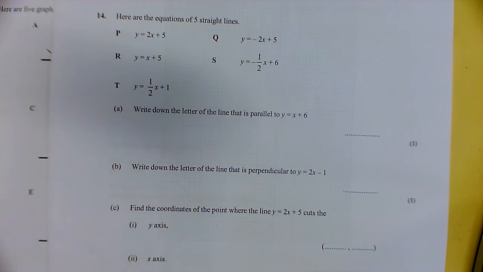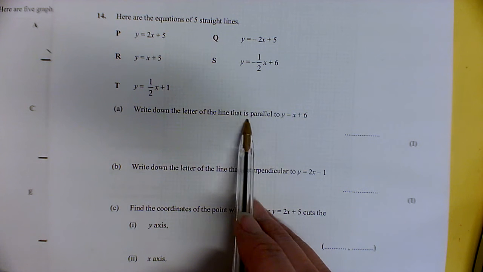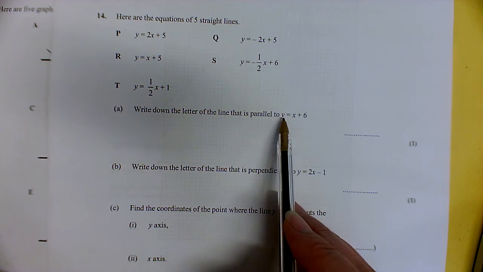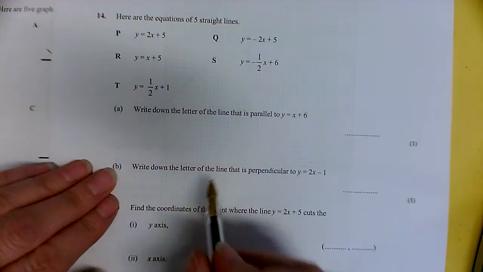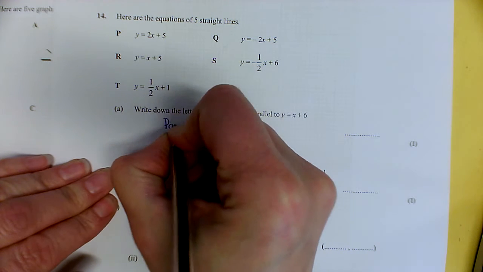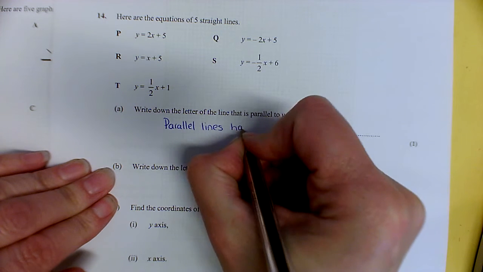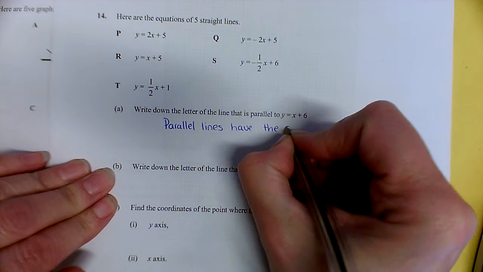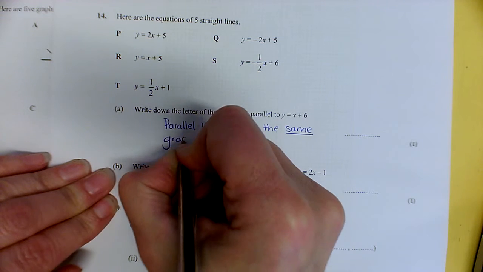So the first thing is, write down the letter of the line that is parallel to y equals x plus 6. So the key thing to remember here is that parallel lines have the same gradient. Okay, this means that the slope is the same.